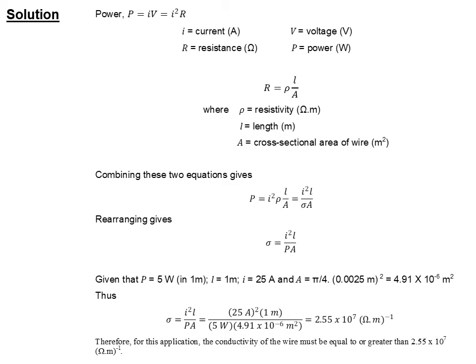First, you need to know how to calculate the power. Power P equals IV or I squared R. Combining these two equations gives you this equation. Rearranging the formula, you can have the electrical conductivity here. Given that P is 5 watts, you just insert the values, and finally the answer is 2.55 multiplied by 10 to the power of 7 ohm meter to the minus 1.